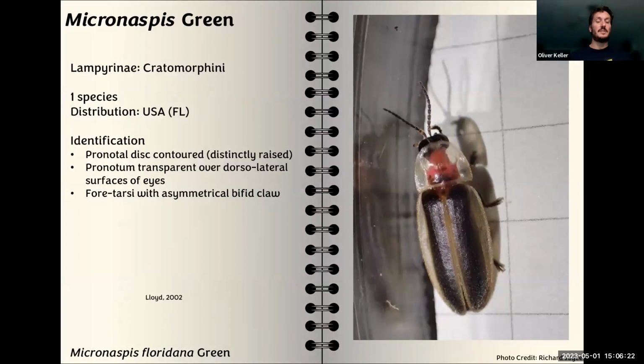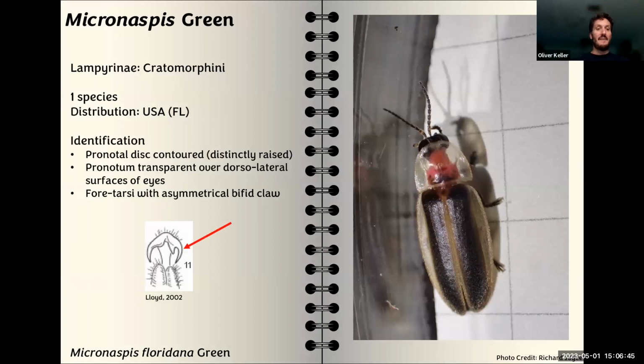This one, genus Micronaspis, from Florida. It lives in salt marshes. So it has a pronotal disc, or the head shield, that is raised in the middle. So it's contoured and it's distinctly raised when you look at it from the side.